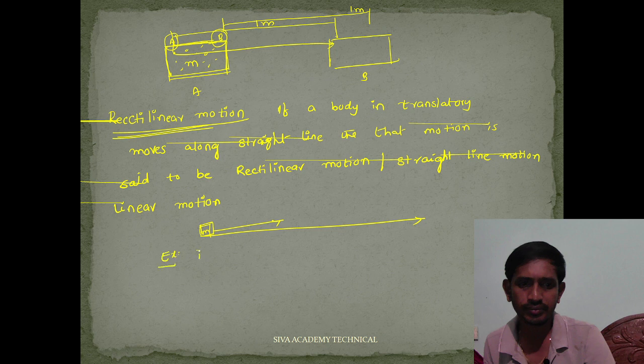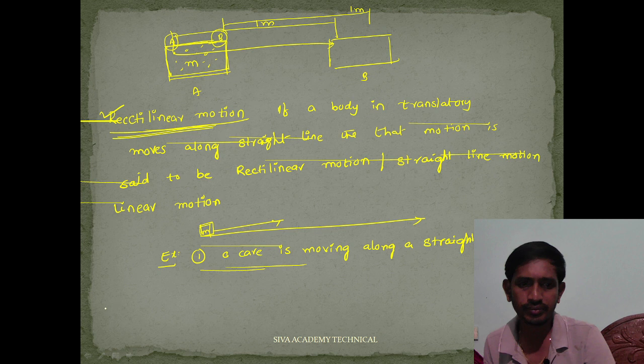The first example is a car moving along a straight road. So this is one of the examples of rectilinear motion. Or a train moving along a straight track. So this is the definition of rectilinear motion and also examples of this type of motion.